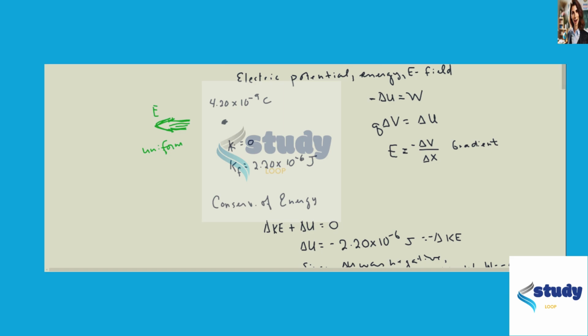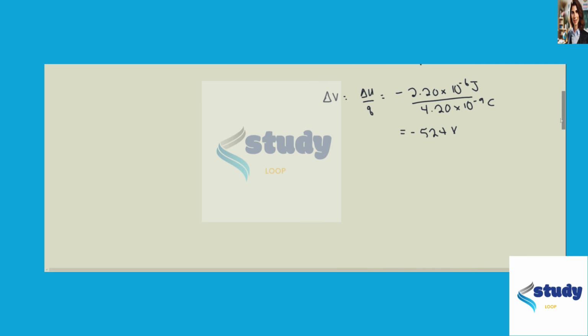If we thought about the charges creating that electric field, they would be more positive to the right and more negative to the left. We don't know where those charges are, but that's kind of the picture. So the potential is dropping.